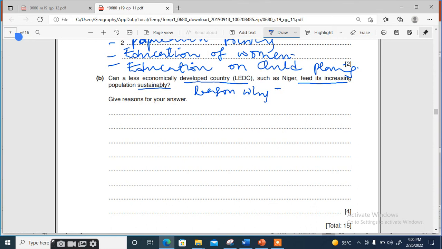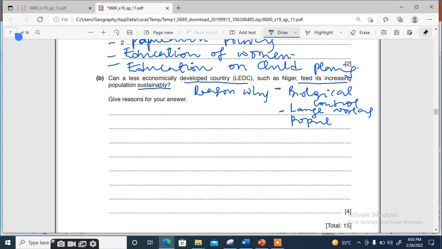One way we can make it sustainable, reasons why it can be sustainable, should be things like, instead of using insecticide that will damage the environment, we can use biological control. Instead of using mechanization, which will produce a high amount of food though, however, we can also use the working population. Niger has a large working population.